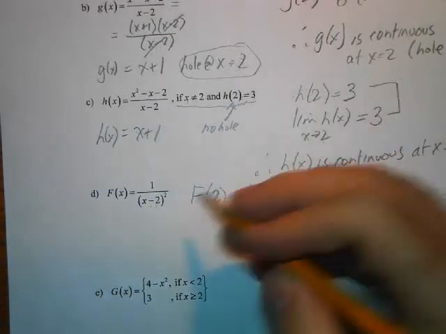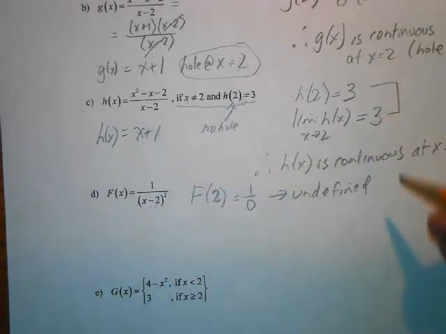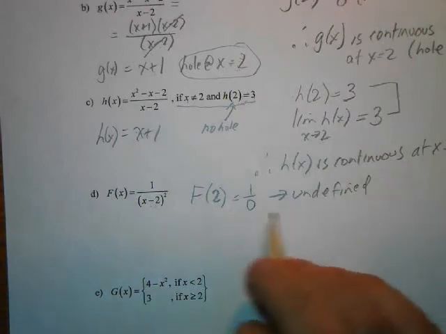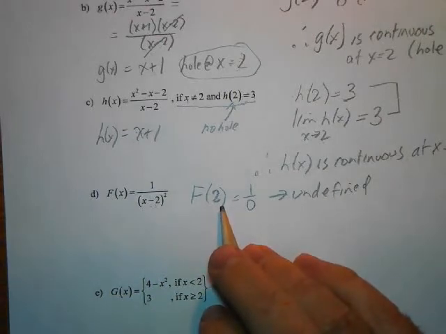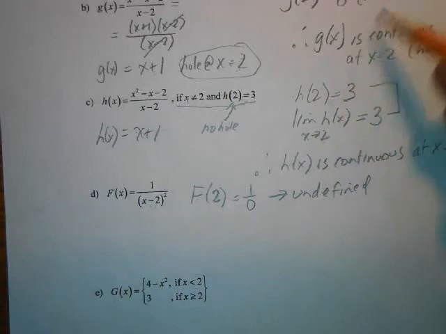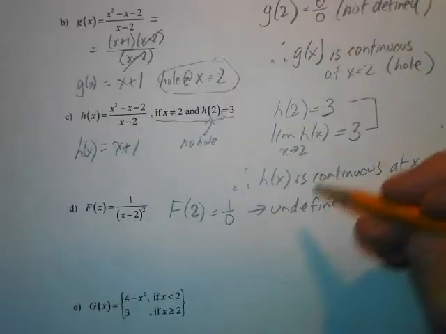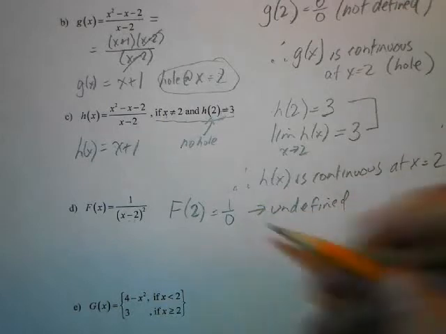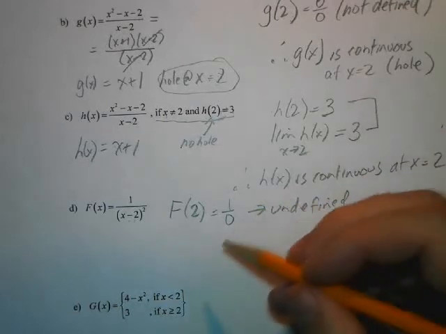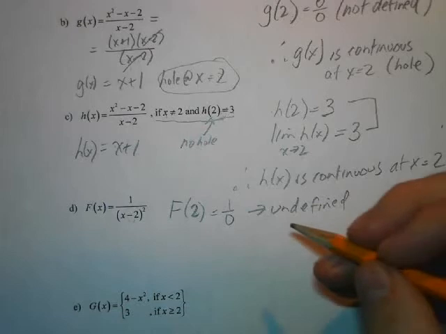This would actually be a vertical asymptote. And since the value of the function at x equals 2 is undefined, again, just like in B, we don't have to go any farther, because if that value of the function does not exist, then it's not continuous. We don't have to check the limit at all.